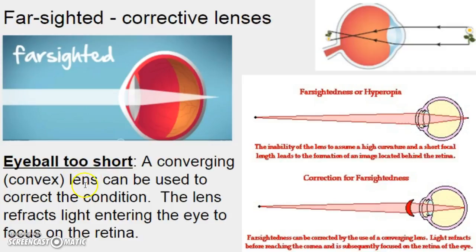So you would use a converging lens that is then used to correct the condition. The lens refracts the light entering the eye to focus onto the retina. And that's what contacts or glasses would do. It changes the location of this focal point to place it directly onto the retina.